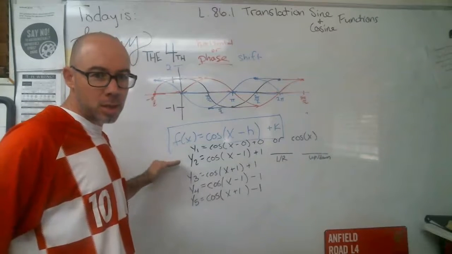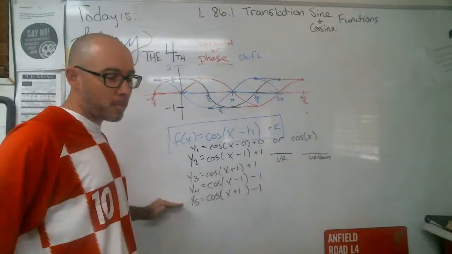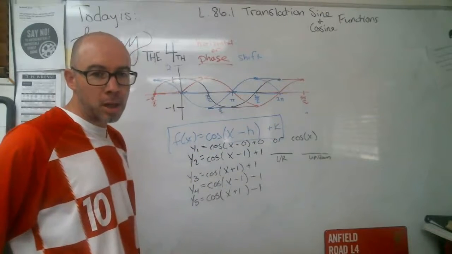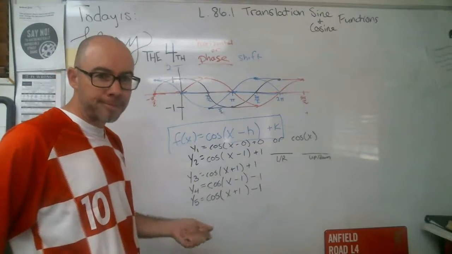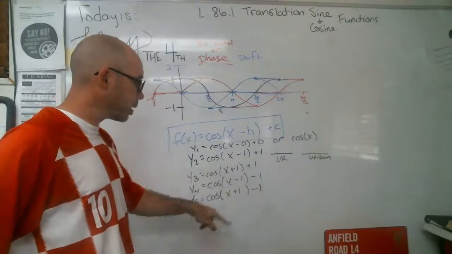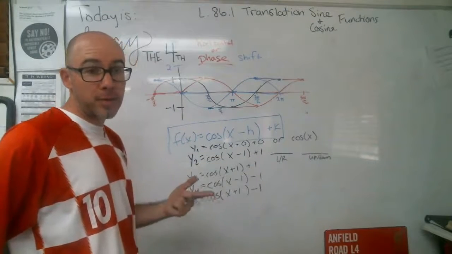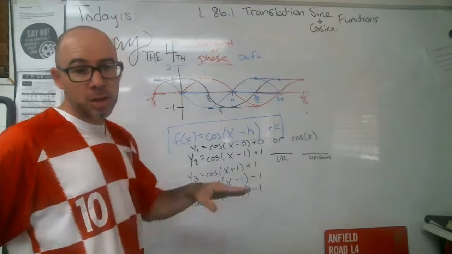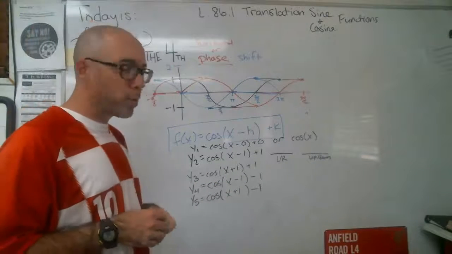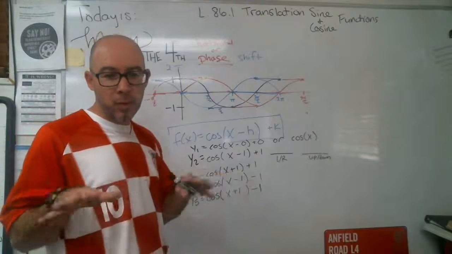And what I want you to do is copy these down, make a prediction. Is it going to go left 1, right 1, up 1, down 1? Those are your 4 choices. Write these down, predict where it's going to go, and then graph them and see if you got it right. Should be straightforward enough that you can do that. All we're doing is going up, down, left, or right.